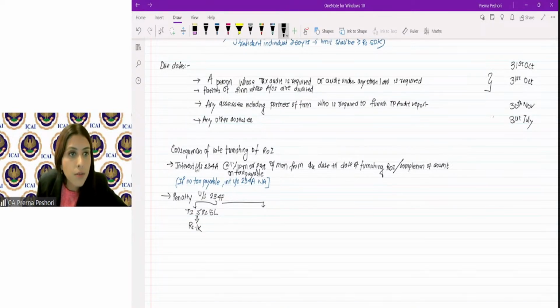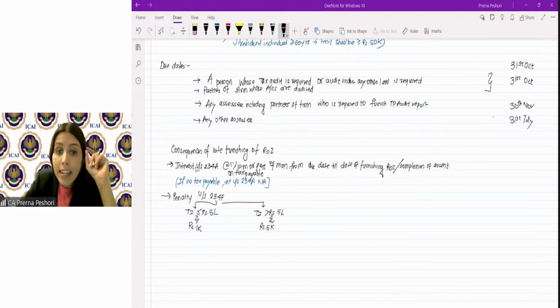Rupees 1,000. And if my total income exceeds rupees 5 lakh, then the penalty is rupees 5,000. Okay, so this is the penalty that I will have to pay. Clear? Yes or no? Then there can also be prosecution.